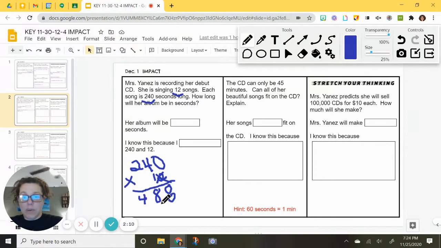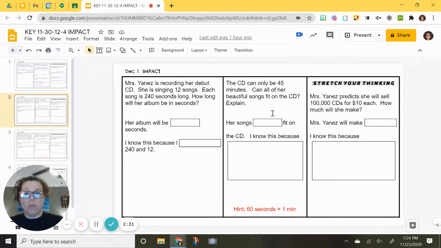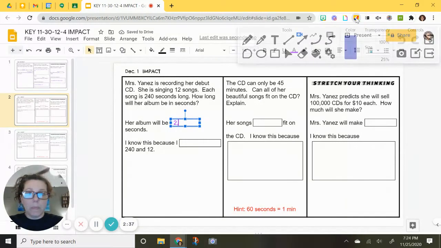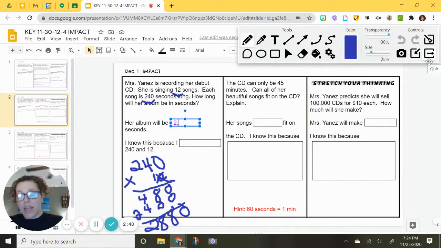1 times 0 is 0. 1 times 4 is 4. And 1 times 2 is 2. I would add those all up. 8, 8, 2. So her album will be 2,880 seconds long. So let's go ahead and mark that in. 2,000. Oops, I forgot what it was already. 880. Okay.